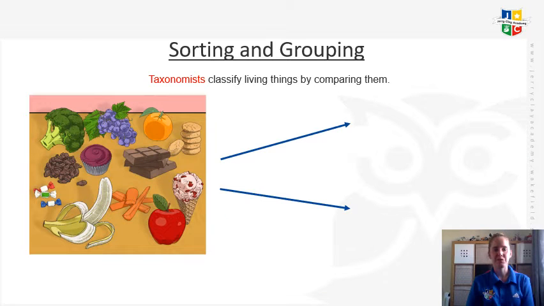As you can see on the slide in front of you, I have used one of our key words, which is taxonomist. Can you remember what that means? If you think that it means a scientist that classifies animals, you would be absolutely right.